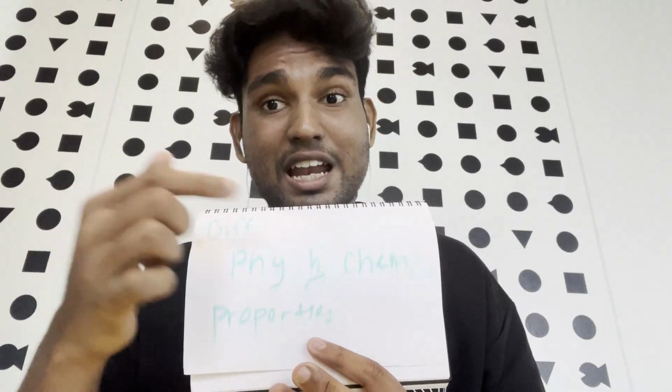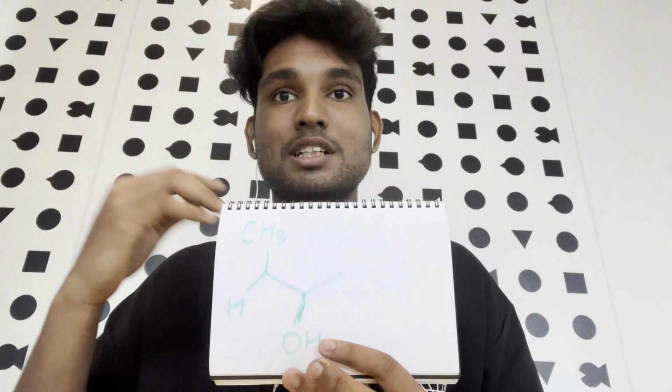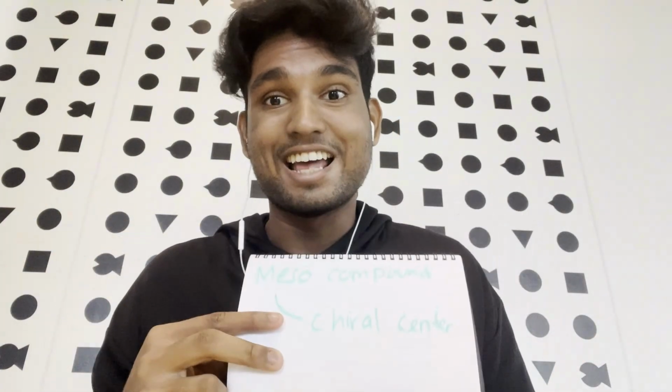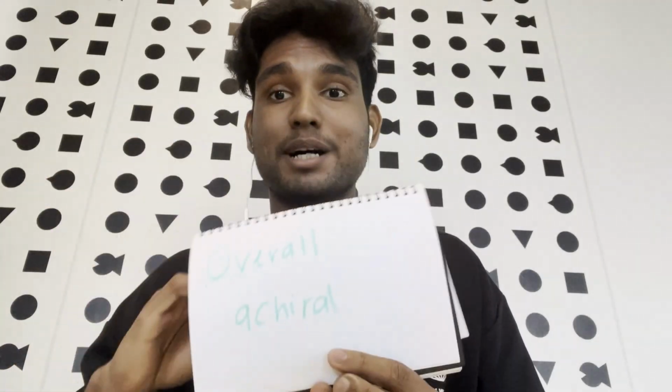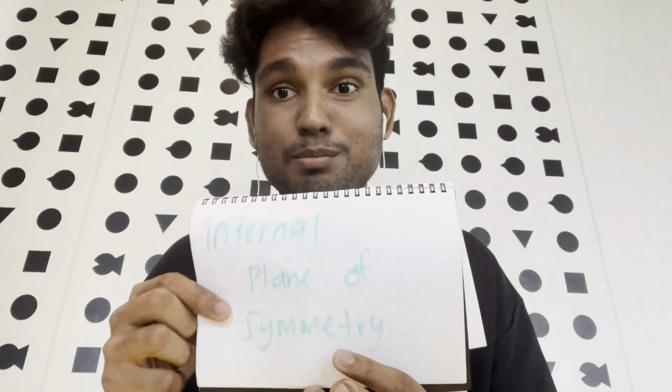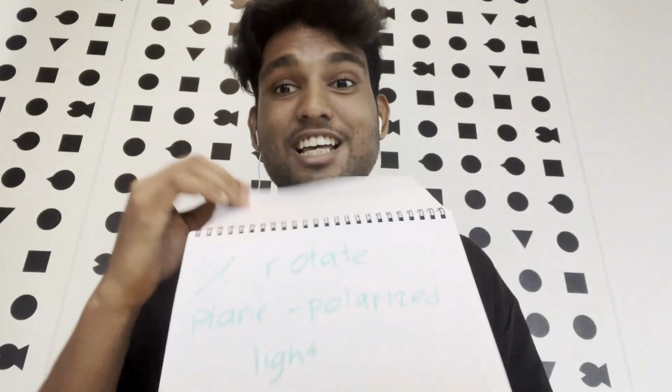Now it's about diastereomers. Diastereomers are stereoisomers that are not mirror images of each other. They have different physical and chemical properties. For example, cis isomers and trans isomers in alkenes are diastereomers. Next is about meso compounds. A meso compound has chiral centers, but it is overall achiral because it contains an internal plane of symmetry, so it does not rotate plane polarized light.